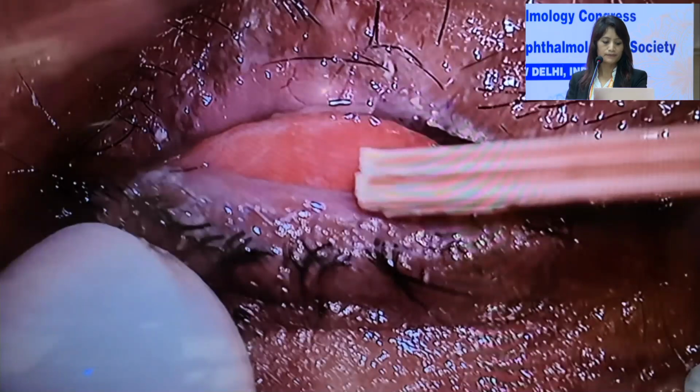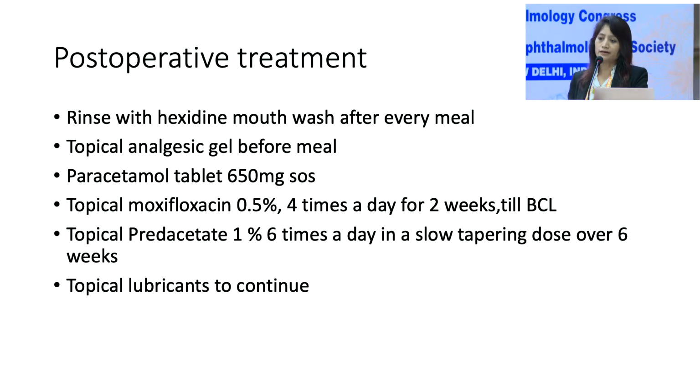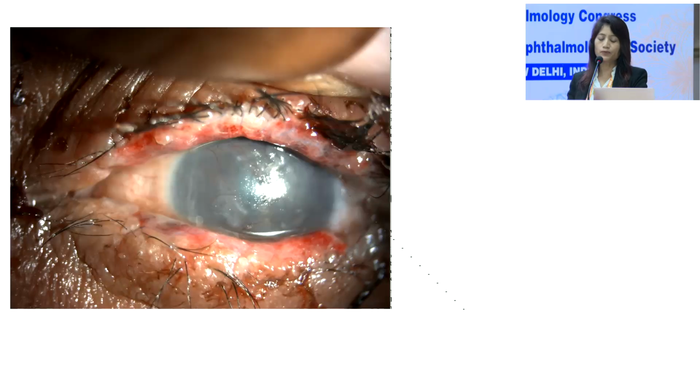Post-operatively, we advise gargling with chlorhexidine mouthwash after every meal for 2 weeks. She was also advised to take analgesic gel before any meal. Then topical antibiotic along with a steroid in a tapering dose is given for over 6 weeks, along with frequent use of lubricants as usual. This is the post-op picture of the mucosa after removal of the sutures. You can see the graft is well seated and vascularized.